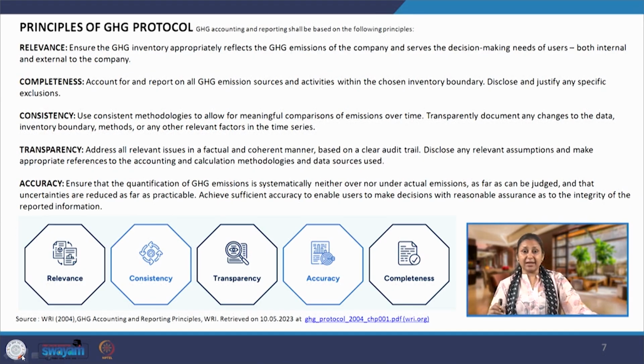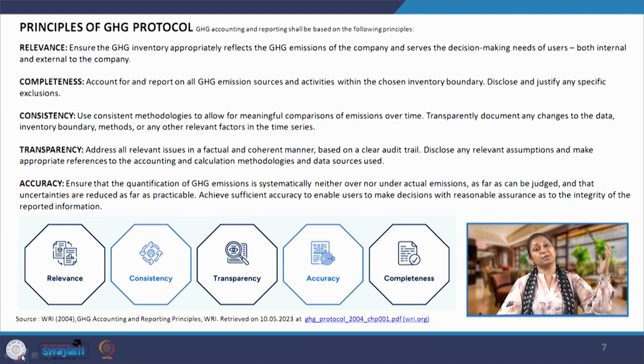Now, quickly going over the principles of GHG Protocol. So, basically how the accounting and reporting shall be done to make it standardized and make it uniform across. There are 5 distinct principles. First is relevance. So, we have to ensure that the GHG inventory, we will come to GHG inventory, but basically it is the inventory of different types of emissions, different types of activities and related emissions that are there. So, what all is going to be included in that?